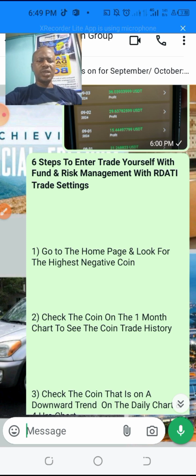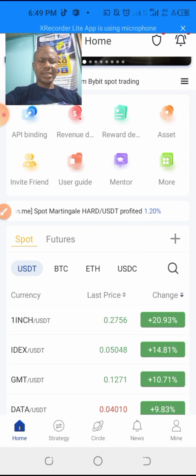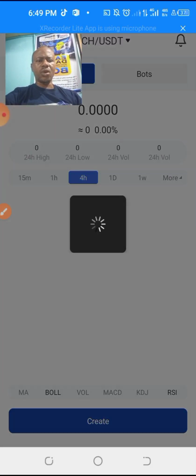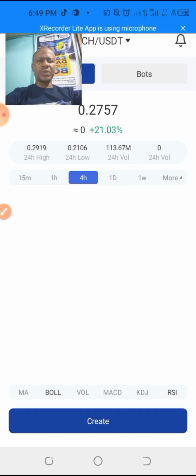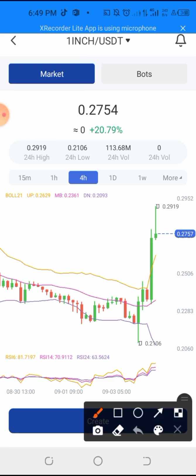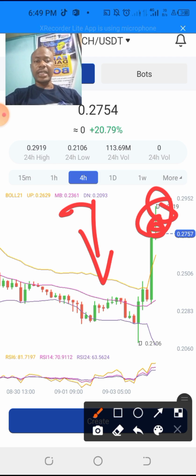Now, the first thing to do is you go to the home page and look for the highest negative coin. So you go to your RoyalQ. Never enter any coin that is pumping, because any coin that has already pumped up, the next thing is for it to come down. There are some teams, some communities in RoyalQ that claim that they have a strategy that enters pumping coins. How can you go and enter a coin that has already gone up, and you want to enter from up? Anything that goes up must come down. And they are getting results.